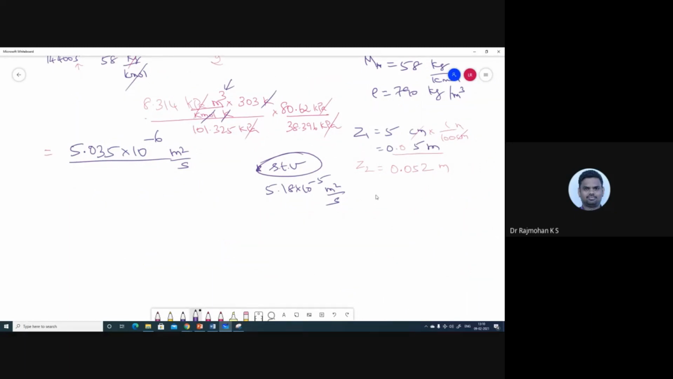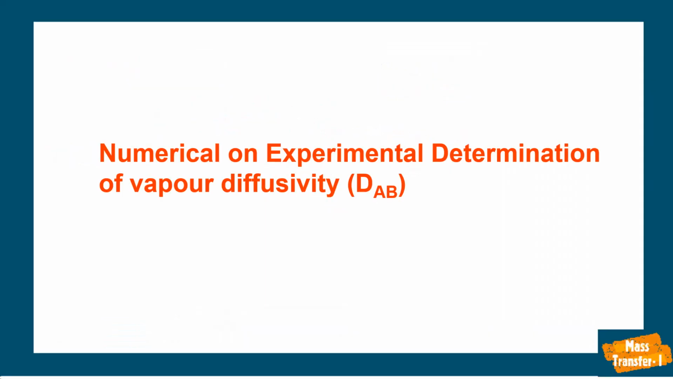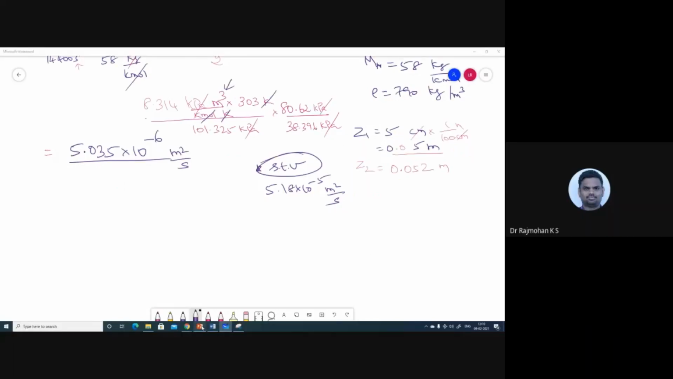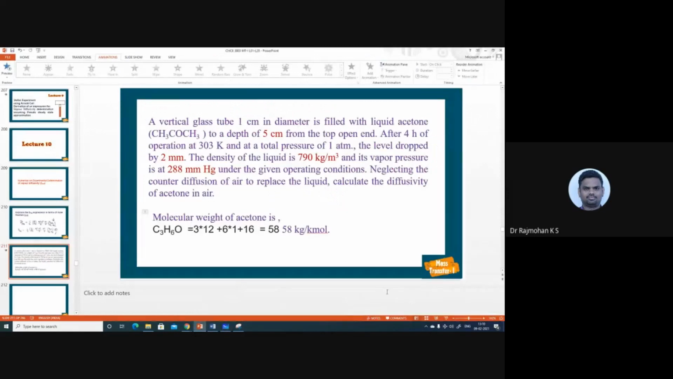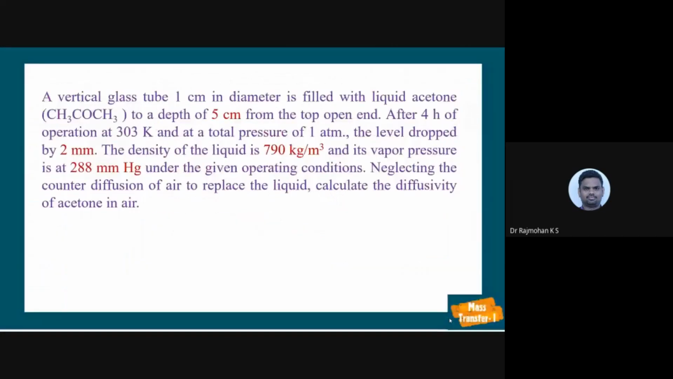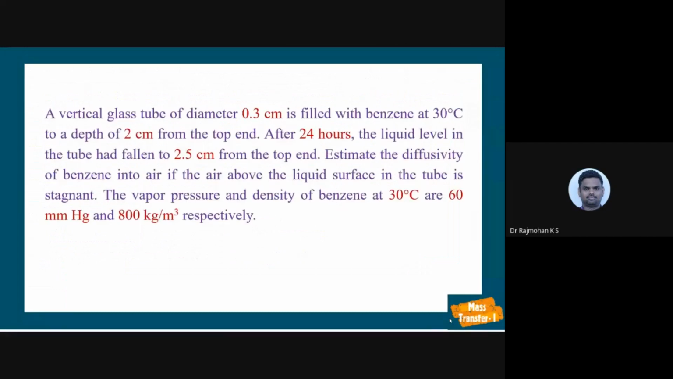Yeah, what is this question? Okay, we'll do another problem. So this is the way to solve the problem. We'll go to the next problem. So look at this problem.